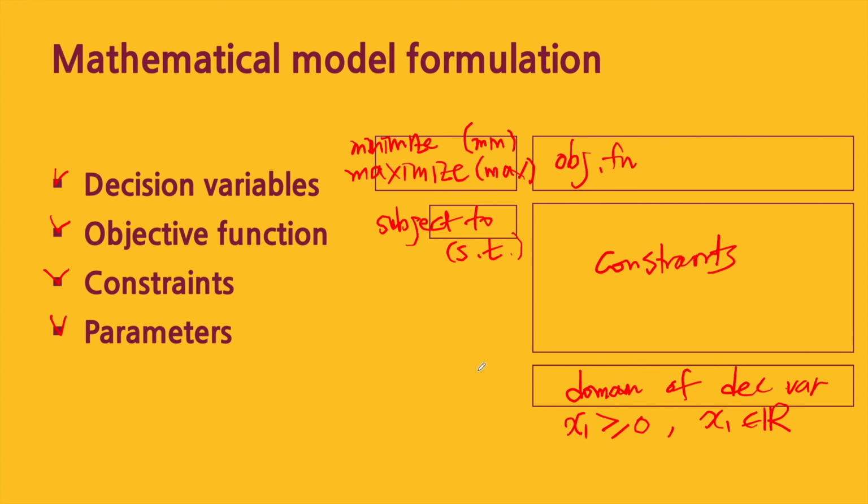And then after writing down this formulation, I would recommend you to write down the meaning of each decision variable. If you don't specify this, other people cannot understand your formulation, so it's really important to specify the meaning of each decision variable.